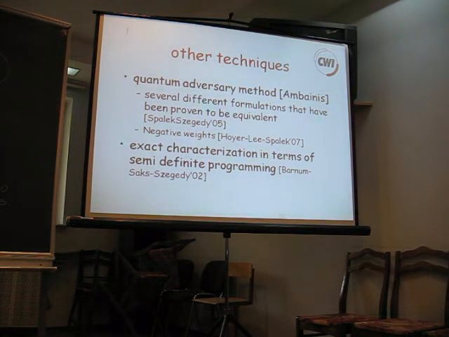And this year there was a paper getting a better adversary method, where they had negative weights. I guess this doesn't say much if you haven't seen the method, but there's a lot of work along these lines, and it's shown that these negative weights indeed sometimes give you better bounds. And by Barnum, Saks and Szegedy, there is actually an exact characterization of quantum query complexity in terms of semidefinite programming, but that's of course too general to be of good use.